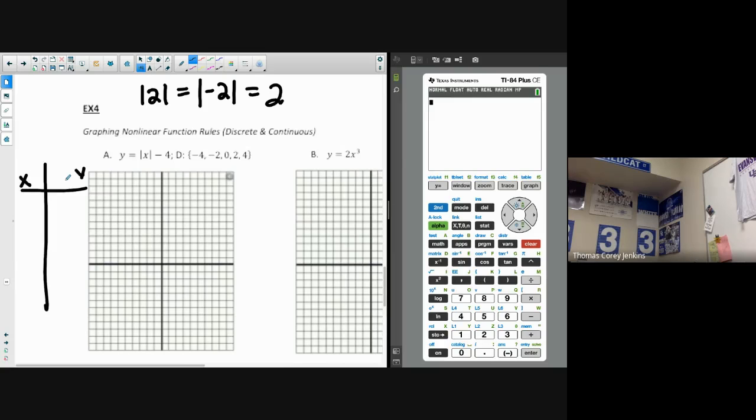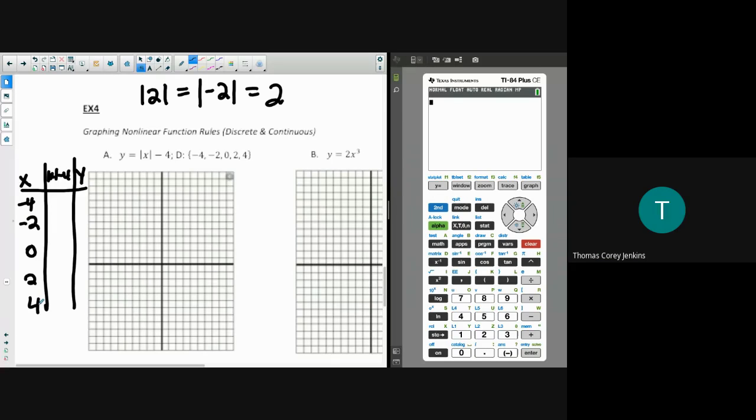Let this catch up real quick. So we have an XY table, and then I'm going to do my rule in the middle. So it's absolute value of X, take away 4. All right, so we know we want to sub in for X -4, -2, 0, 2, and 4.